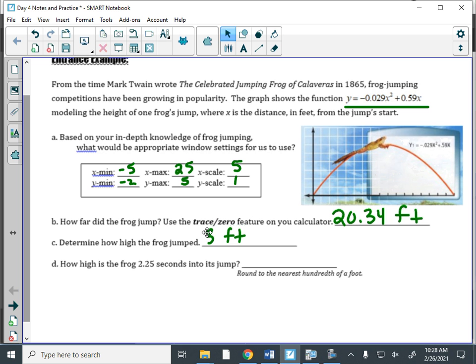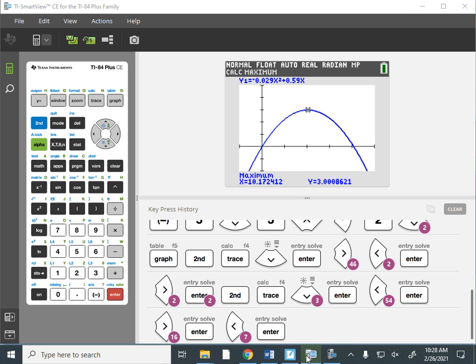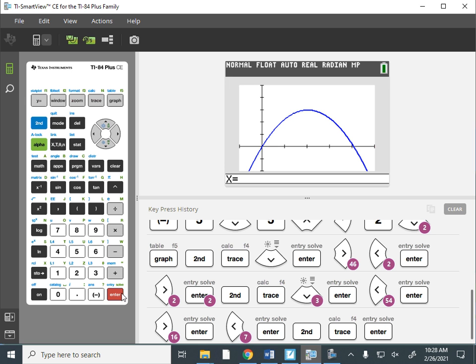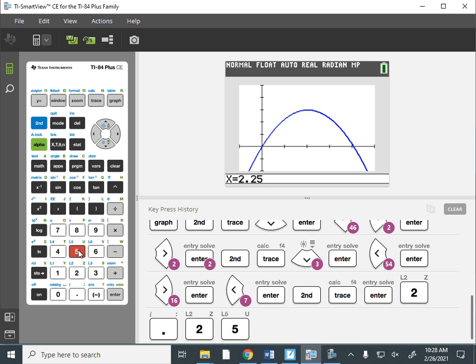And then it says, how high is the frog at 2.25 seconds? So we want to know, hey, how high was the frog at 2.25 seconds? In your calculator, what you can do is second, trace, and then value, and type in 2.25. And it's about 1.18 feet high at 2.25 seconds.